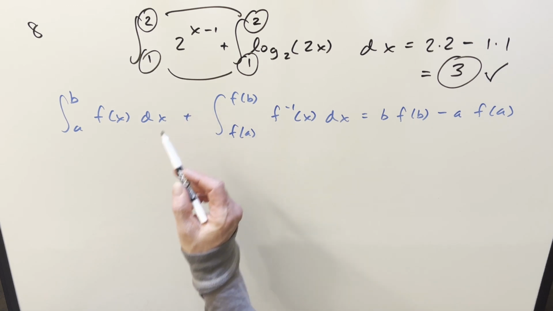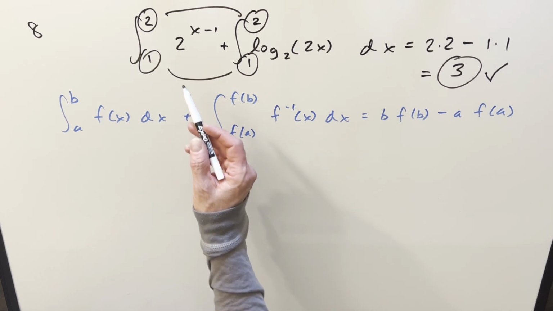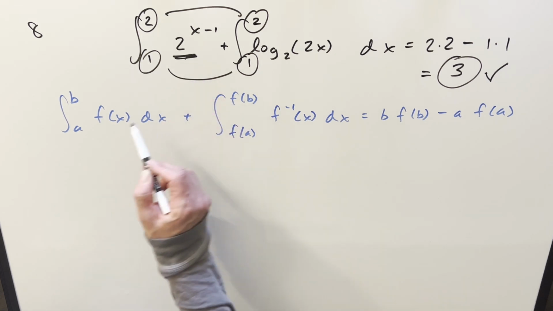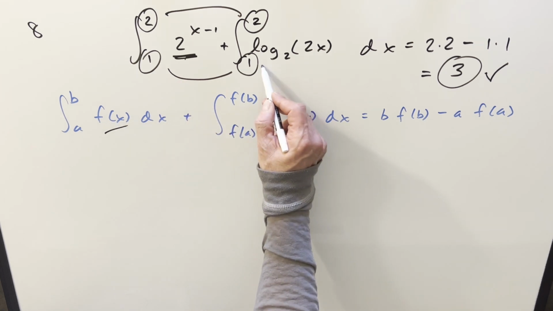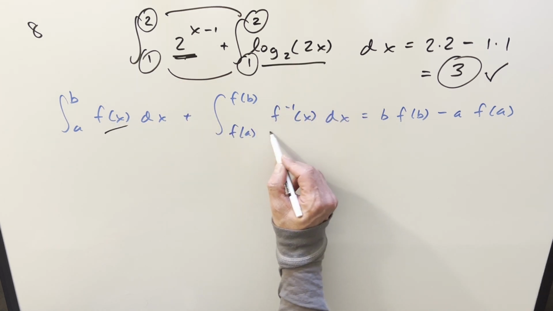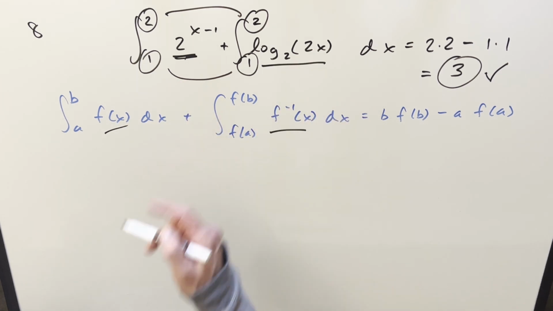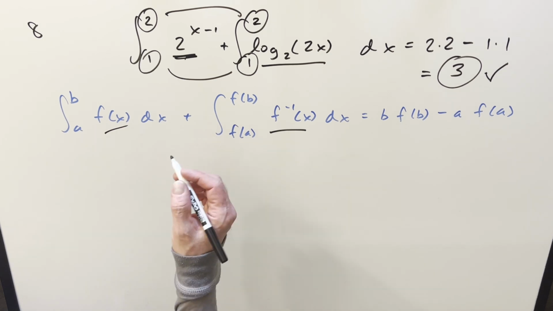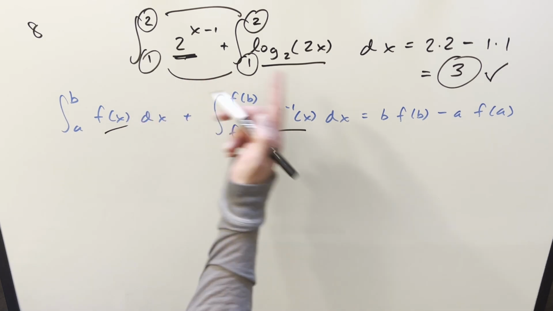So the key is it's not just going to work on any integral. If we're calling this thing our f of x, then we need this other thing to be f inverse of x. And we also need the bounds to line up as well. So the first thing we need to do is verify that these are inverses.